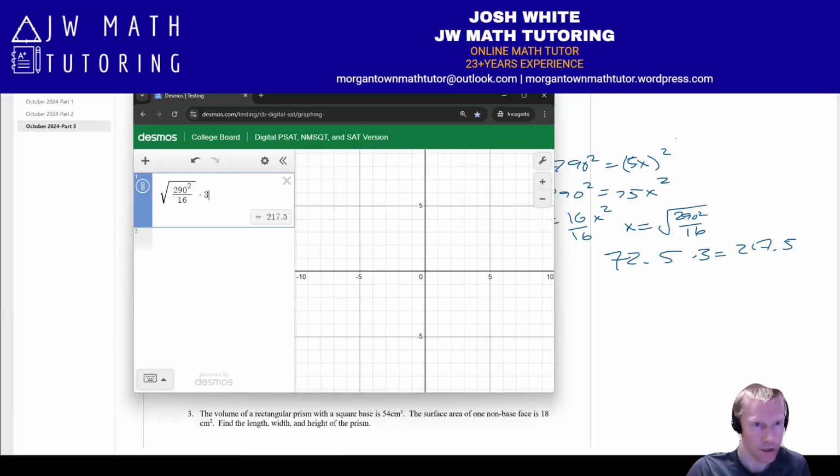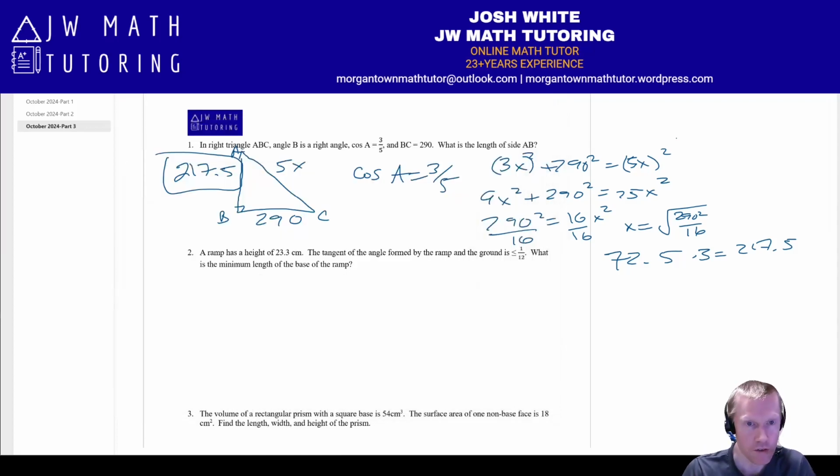Technically, you could also do 435 divided by 2 if you want to put it as a fraction, because that would take up 5 characters, which is what you have room for. All right, so this is one way to solve it. I will show you an alternate way to solve this as well.